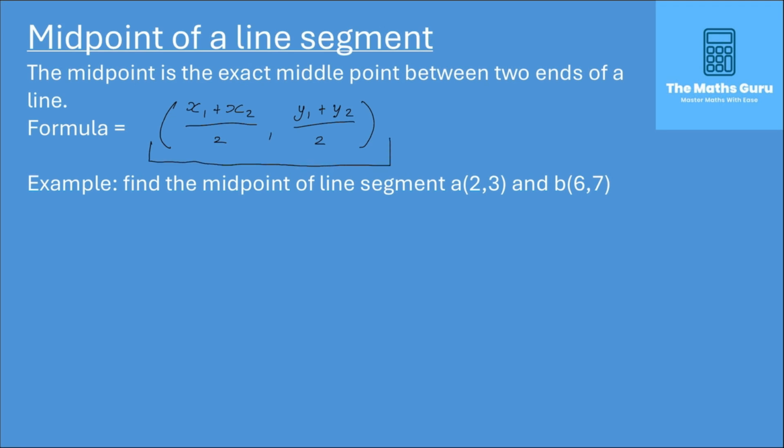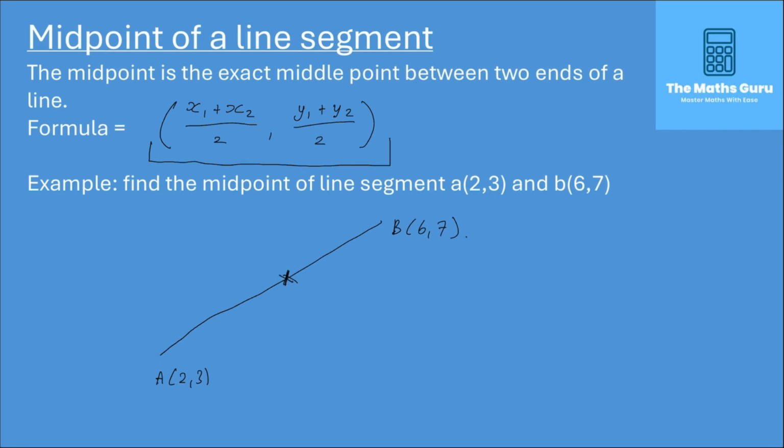So, an example I'm going to run through with you before we get onto some harder style questions is: find the midpoint of the line segment A (2, 3) and B (6, 7). So, let's draw a line like this. Actually, a better way to draw this would be to draw it like this. So, this is our point A, (2, 3). This is our point B, (6, 7). Okay, and our midpoint is somewhere about here.